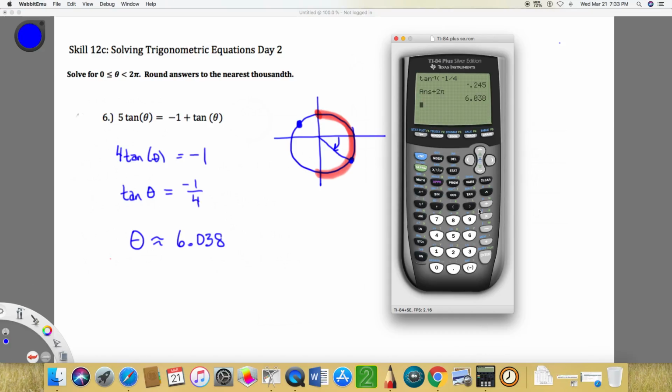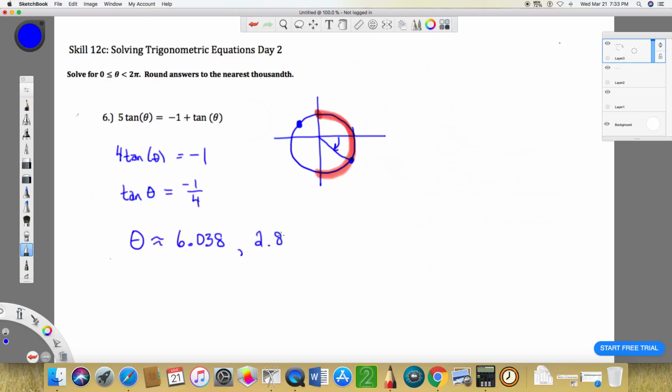Let's go back to the calculator. If I go back to that inverse tangent of -1/4, rather than getting a coterminal angle, rather than adding 2 pi, if I just add pi, and the reason that works is because the period of tangent is pi. If I just add pi to this, I'll have another solution, and this angle is in quadrant 2, 2.897. So I claim that both of those are solutions to this equation.